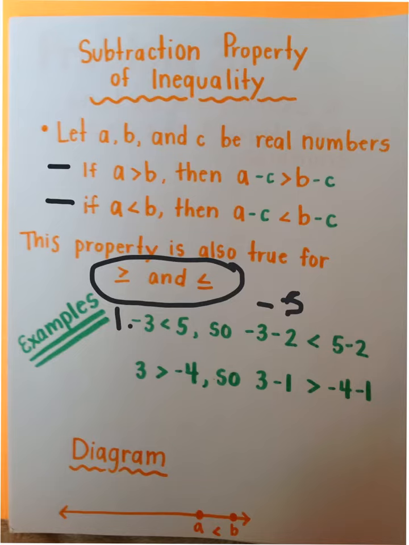And 5 minus 2 will leave us with 3. And I know that -5 is less than 3. So it's true, it works.